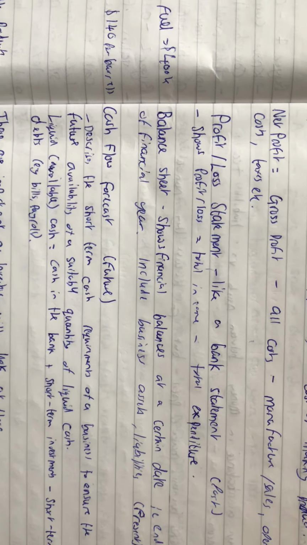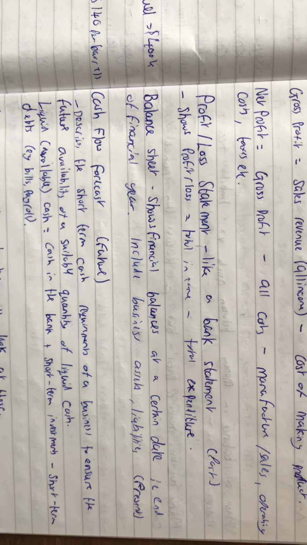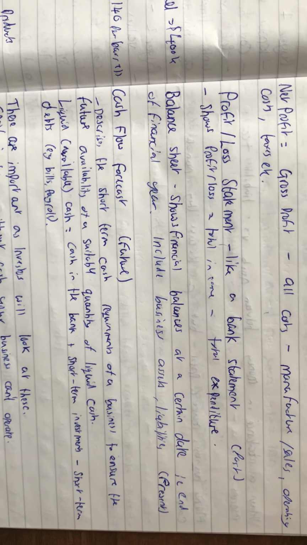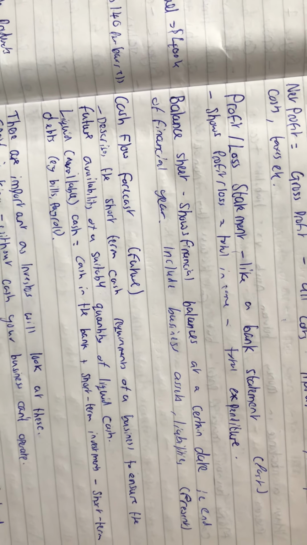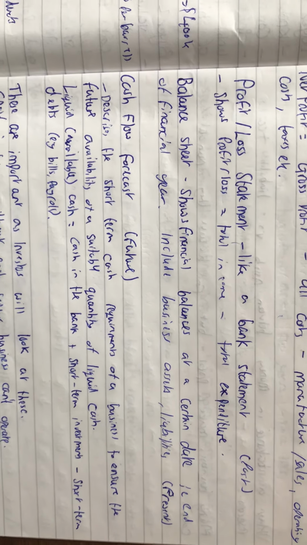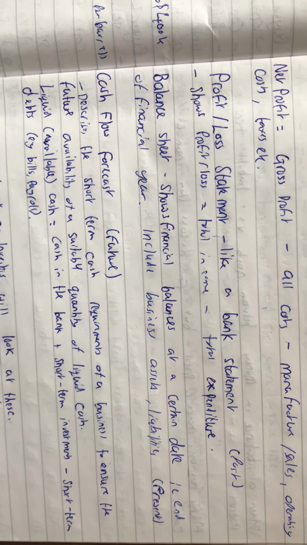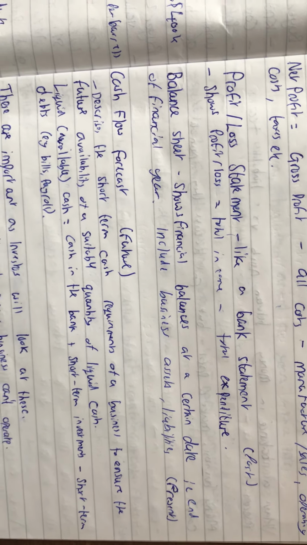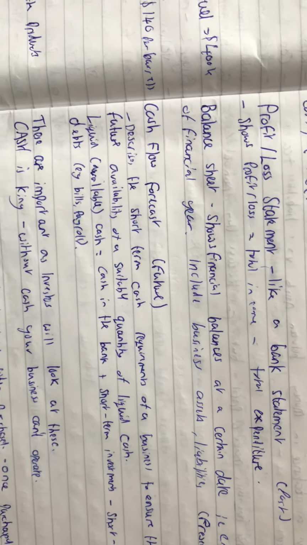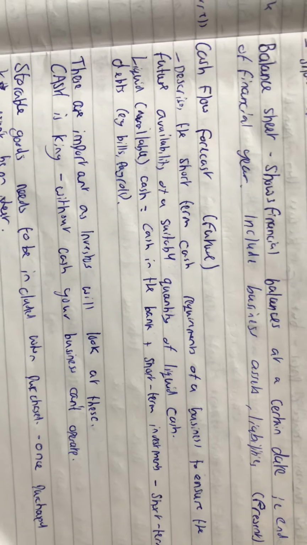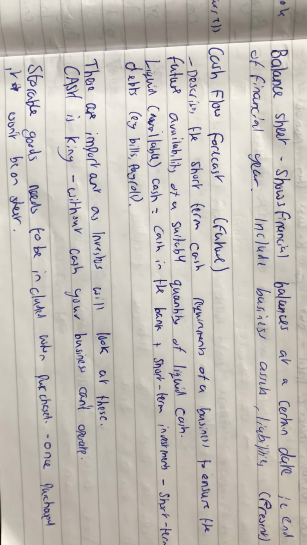You'll get a profit or loss statement, which is essentially like a bank statement. It covers the past. This basically shows the profit or loss, which will equal the total income minus the total expenditure.